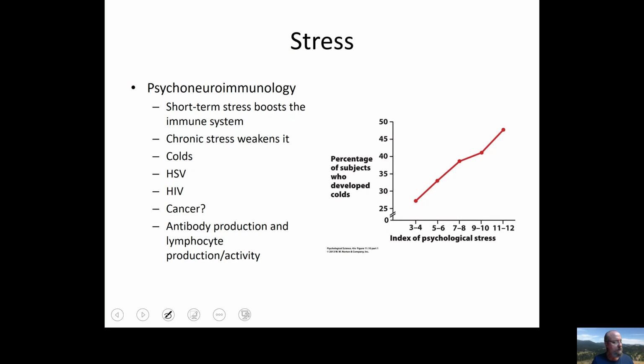So psychoneuroimmunology, I think your textbook says short-term stress boosts the immune system, chronic stress weakens it. You may notice that if you're stressed, you may catch a cold easier. Okay, let's see. So they talk about lymphocytes in your textbook: B cells, T cells, natural killer cells. B cells produce the antibodies. And you have lifelong immunity to some things, vaccinations, for example.